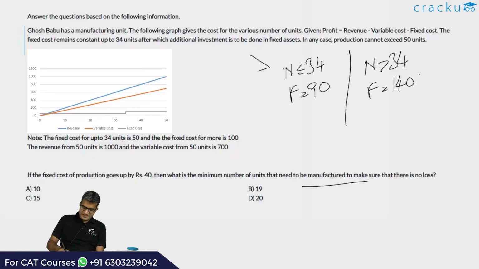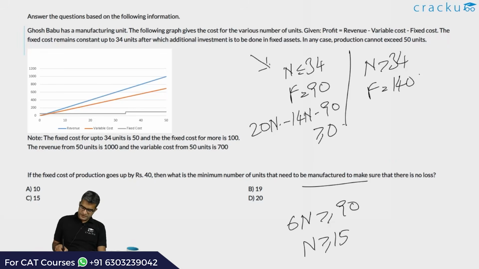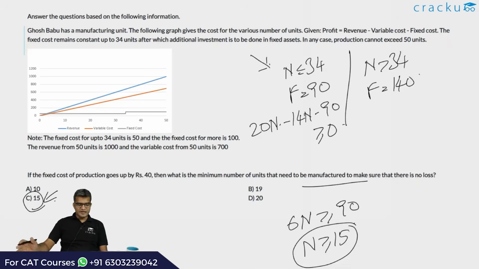Let us consider this case first, where n is less than or equal to 34. What is the profit? It is revenue, which is 20n, minus variable cost, which is 14n, minus the fixed cost, which is 90. This has to be greater than or equal to 0, because we don't want any loss. So we want 6n to be greater than or equal to 90, or we want n to be greater than or equal to 15. So the minimum number of units that should be produced so that there is no loss is 15. At this point, there will be no profit and no loss.